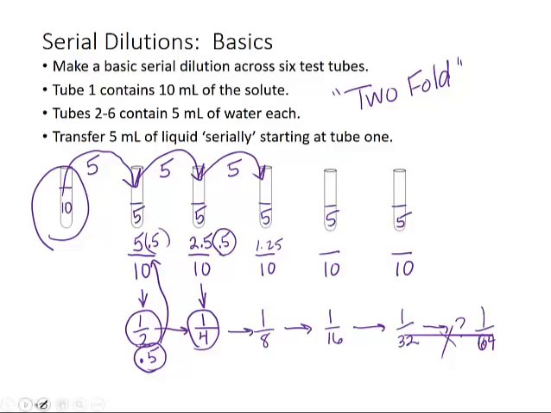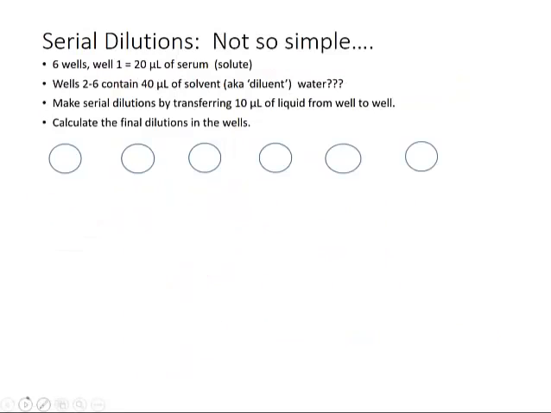All right. Now, what if it's not so easy? What if it's not twofold? What if it's some other weird number? Okay. Well, let's try this one. I've got 6 wells. Well 1 is 20 microliters of serum. That's my solute. And then wells 2 through 6 have 40 microliters of the diluent. Maybe it's water, I don't know. So it doesn't matter. All we care about right now is doing our math.